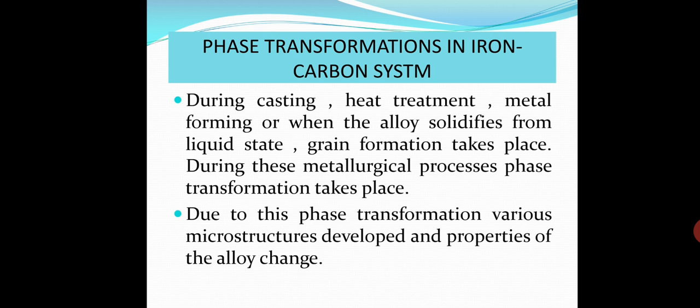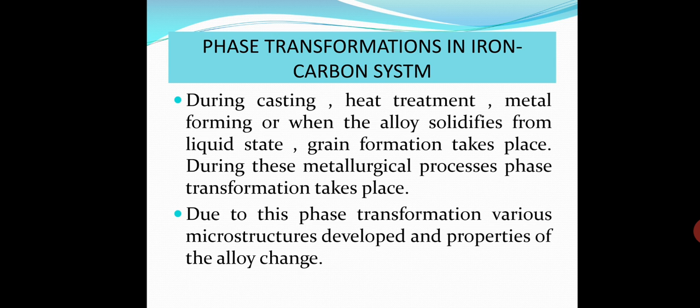In case of the iron carbon system, during casting, heat treatment, metal forming, or when the alloy solidifies from liquid state, grain formation takes place. During these metallurgical processes, phase transformation takes place. Due to this phase transformation, various microstructures develop and properties of the alloy change.